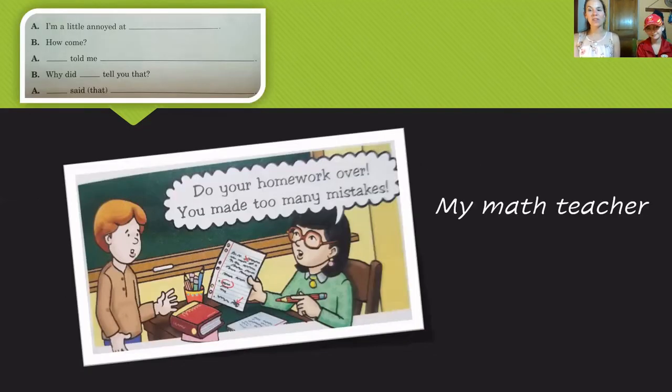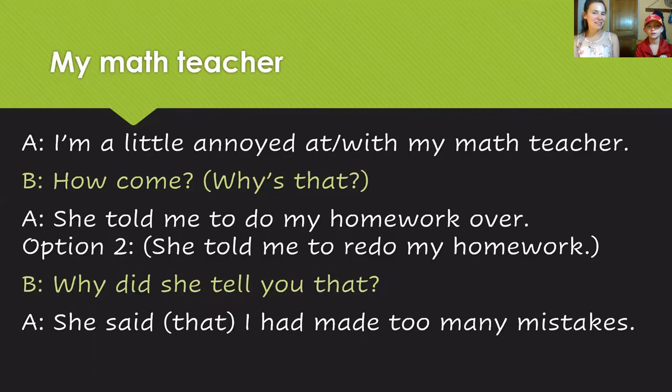Here we have a boy with his math teacher. I'm a little annoyed with my math teacher. How come? She told me to do my homework over. Option number 2 is she told me to redo my homework, rehacer. You can do your homework over or you can redo your homework. Why did she tell you to do that? She said I had too many mistakes.